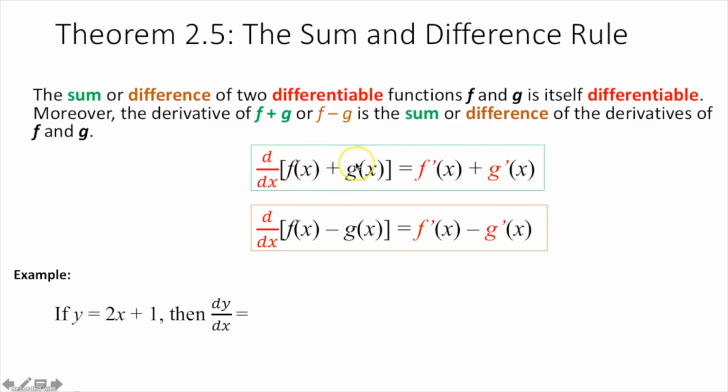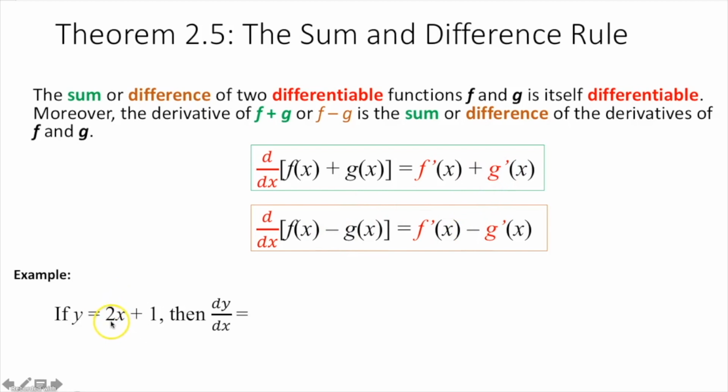If you have two functions that are differentiable, and you were to add them together or subtract them, and you want the derivative of that new function that you've created, all you have to do is take the derivative of each of those functions and either add them together or subtract them, whatever you were doing. So here, the derivative of f of x plus g of x is equal to f prime of x, the derivative of f of x, plus g prime of x, the derivative of g of x. Same thing with subtraction. So let's see how this works.